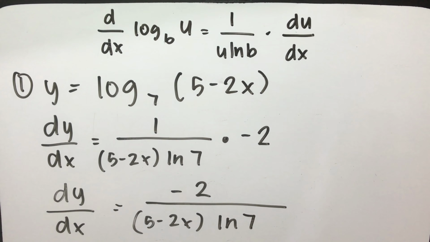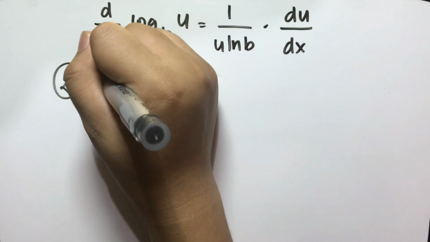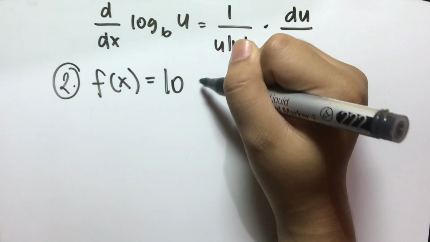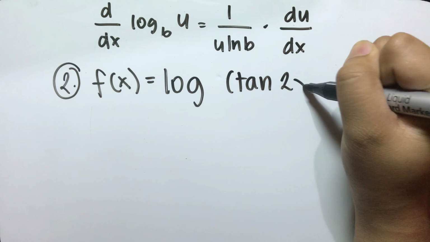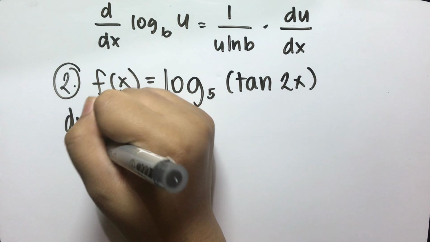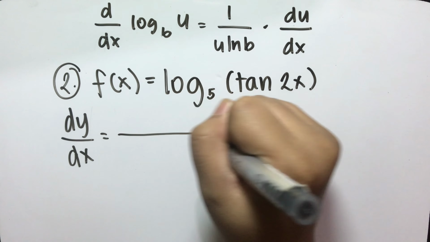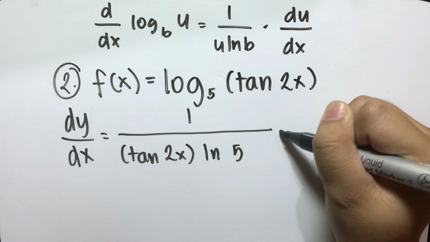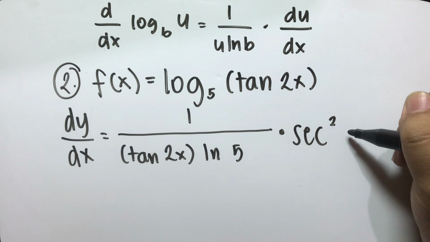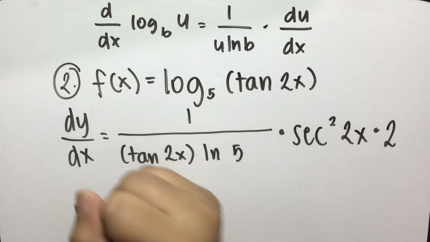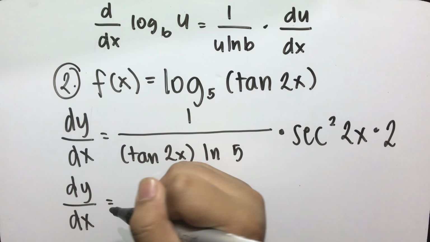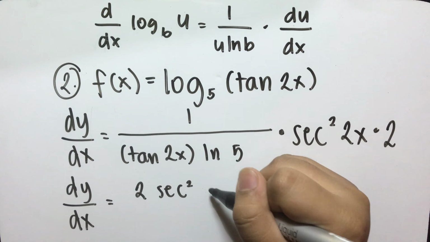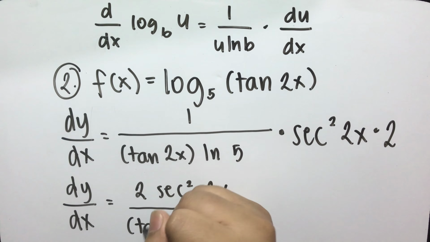So for our last example, f of x is equal to logarithm of tan 2x with base 5. By applying the formula above, dy over dx is equal to 1 over tan 2x times ln of 5 times secant squared 2x times 2. And by simplifying it, our final answer will be dy over dx is equal to 2 sec squared 2x all over tan 2x times ln of 5.